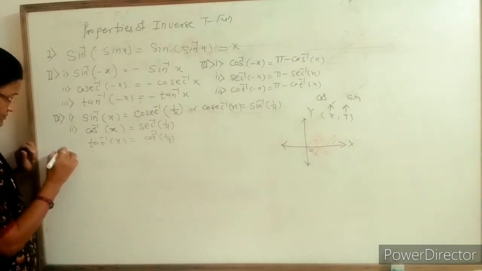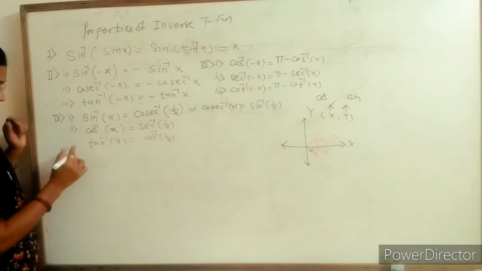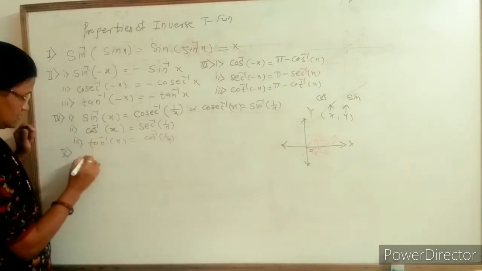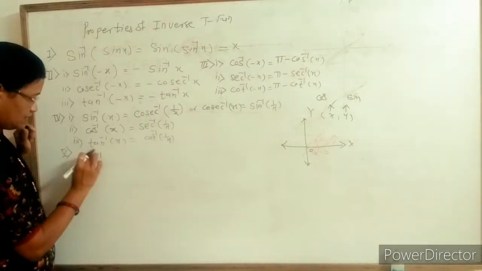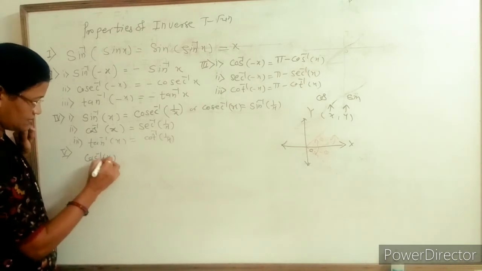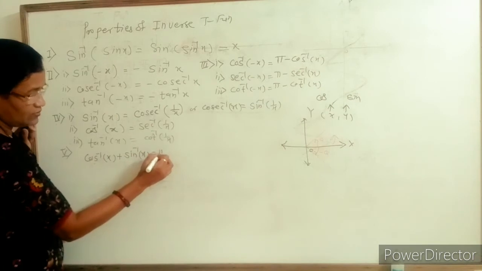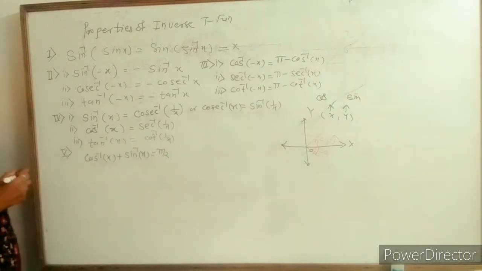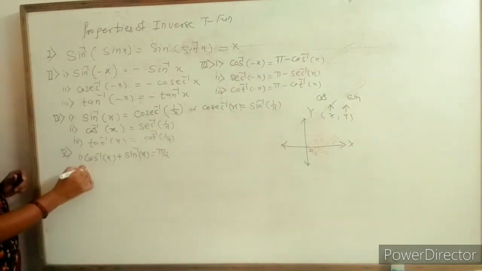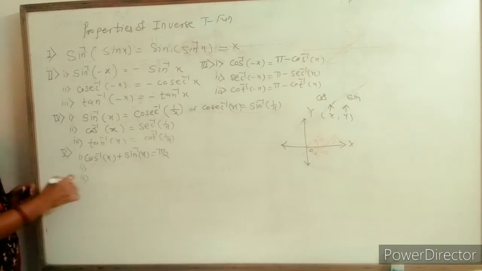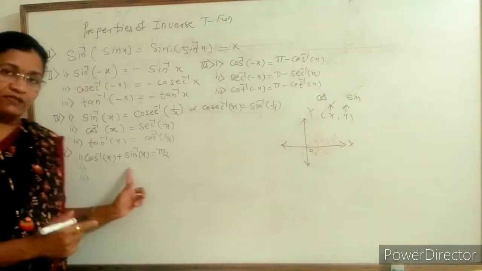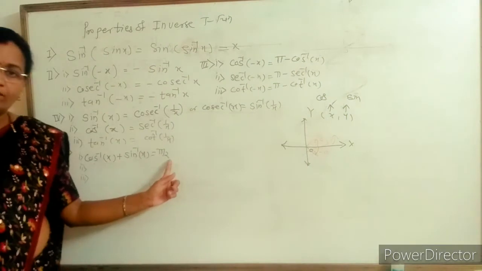Now here again is an important property. We take the functions as complementary pairs, which means cos inverse of x plus sine inverse of x is equal to pi by 2. Again there are three properties. This is the first, you may take the second, and again the third property. Cos inverse of x plus sine inverse of x is equal to pi by 2.